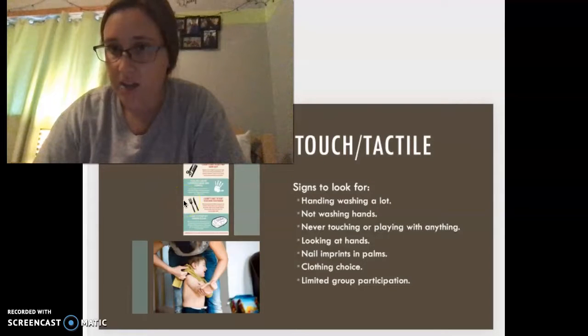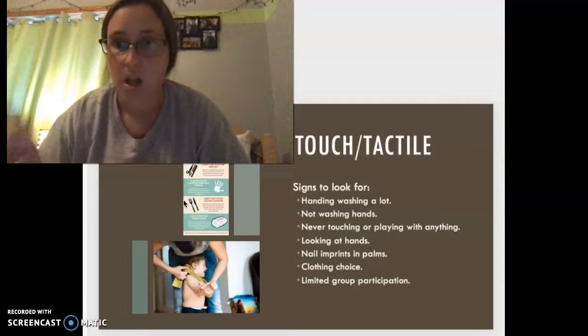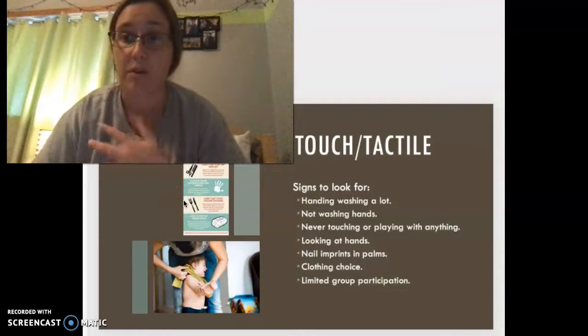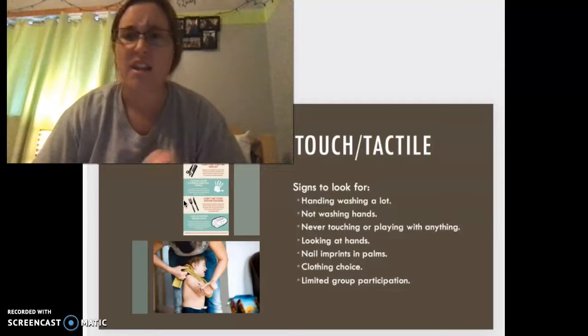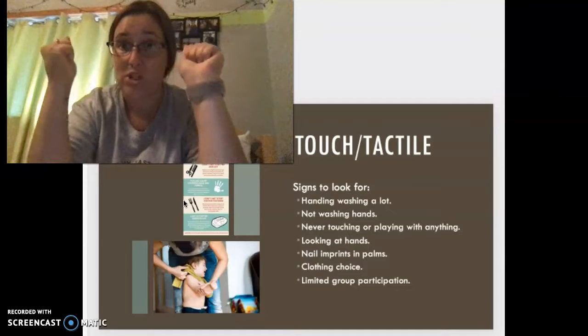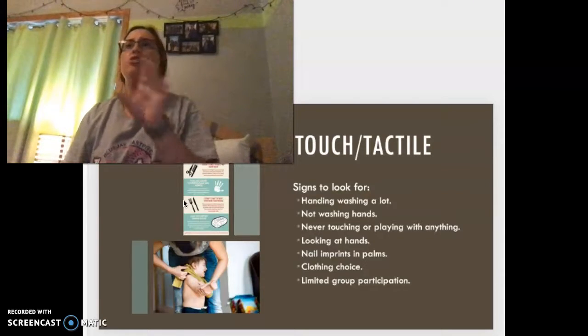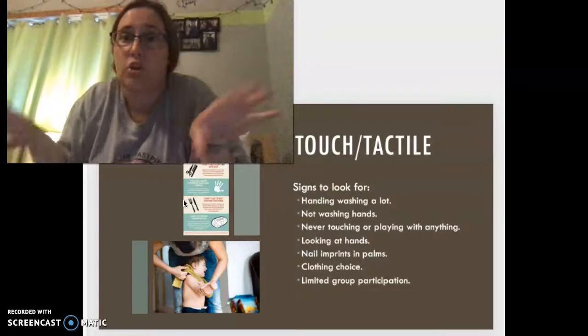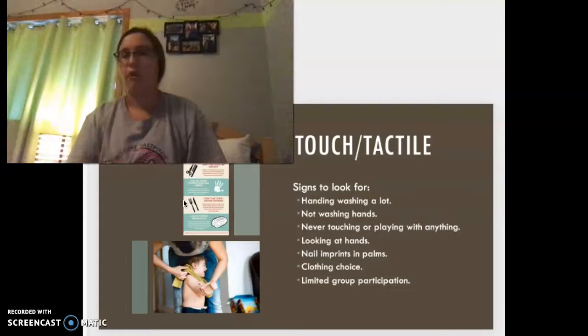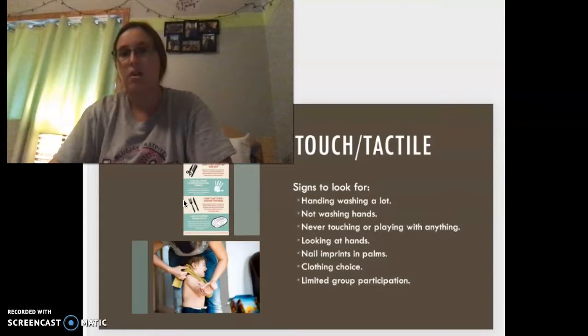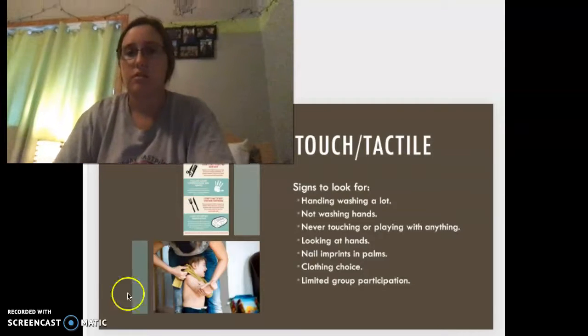Touching and tactile, signs to look for: hand washing a lot, not washing their hands, never touching or playing with anything, looking at hands, nail imprints in the palms from squeezing too hard, clothing choice, and limited group participation. These students are the ones that don't want to touch anything, don't want to be by the germs. It can be for any sensory processing students.